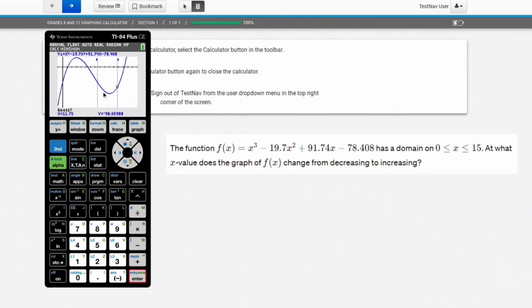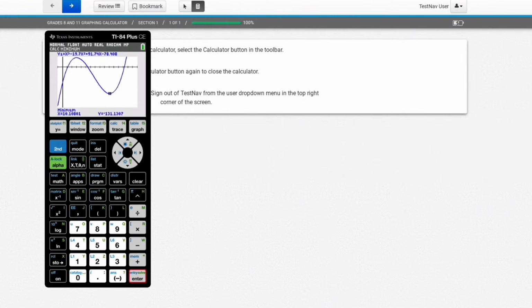Now, if for some reason we weren't thinking and we put our left bound way over here, we're not going to get the area that we want. We have to make sure we have our left bound just to the left of our minimum and our right bound just to the right of our minimum. For guess, you always hit enter. I've never seen a time where guess was important. But what we get here is our minimum happens at 10.10801. So 10.108 will do it. So let's go back and circle the option that gives us that.